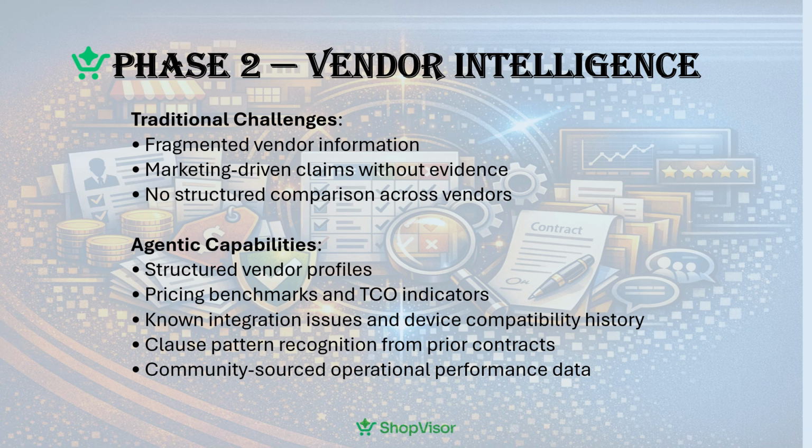The agentic capabilities provide structured vendor profiles. You can now compare them. Pricing benchmarks and TCO indicators. The known integration issues and device compatibility history. Device compatibility is massive the more stores you have. Clause pattern recognition from prior contracts. And then community-sourced operational performance data. All of that comes together just to help you understand the vendor.